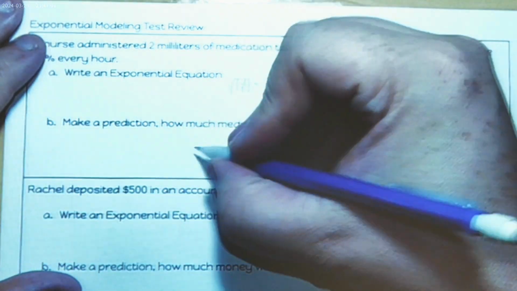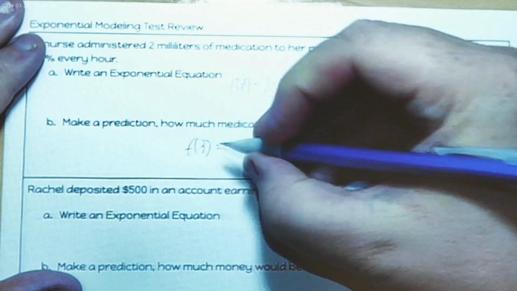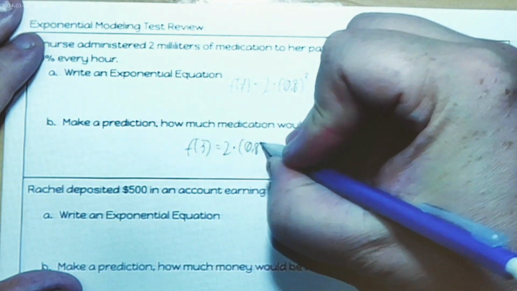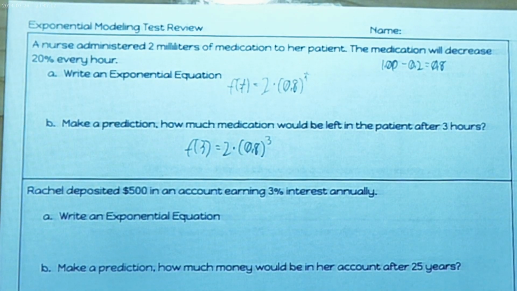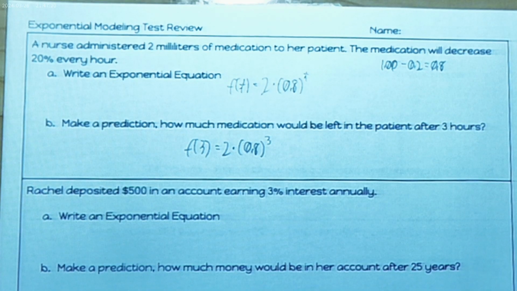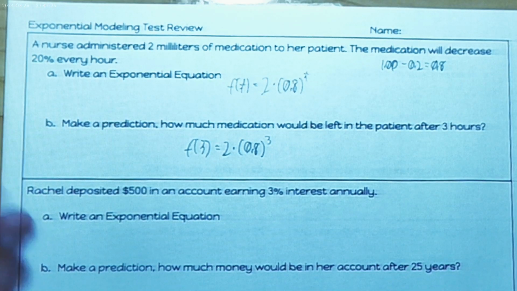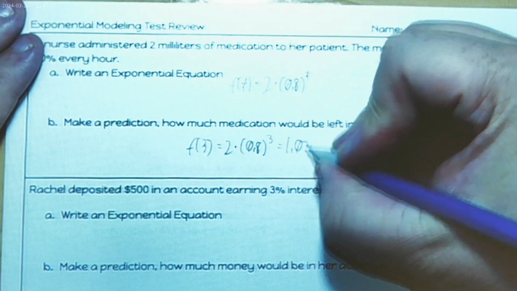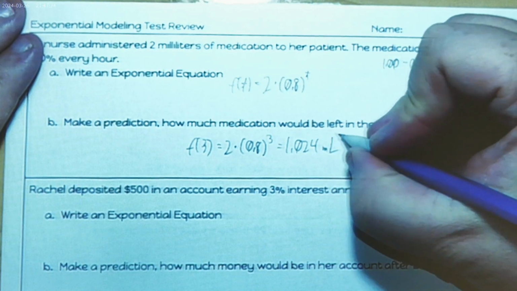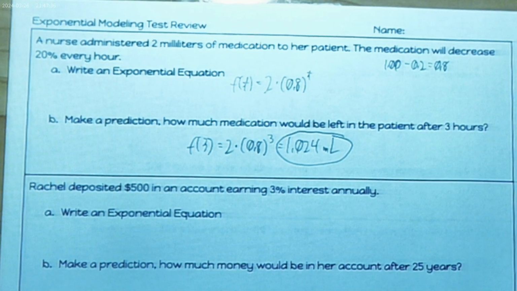Well, that is going to be f of 3 equals 2 times 0.8, and I'm going to put the 3 up there. Again, you enter it into the calculator, read it from left to right. So that gives me 2 times 0.8 up arrow 3. Okay, 1.024. Excuse me, that would be milliliters. So that is how many milliliters would be left in the patient after 3 hours.